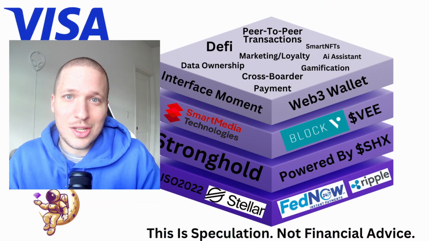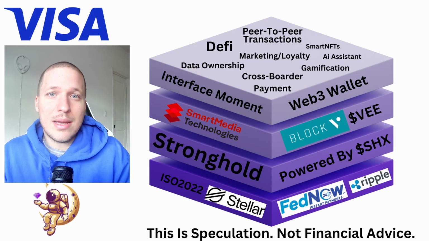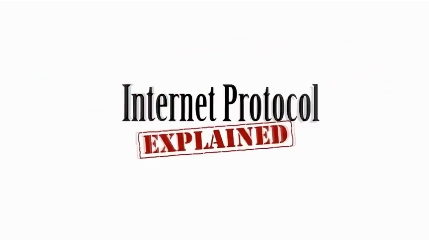To help us understand what the Web 3.0 version of Visa might look like and where Stronghold and BLOCKv are going to play a role, I've put together this graphic. But before we break it down in detail, I want to take a moment and go back and look at Web 2 and the protocol stacks that we all use today to help us gain an understanding of how these web protocol stacks work. This is Internet Protocol Explained.